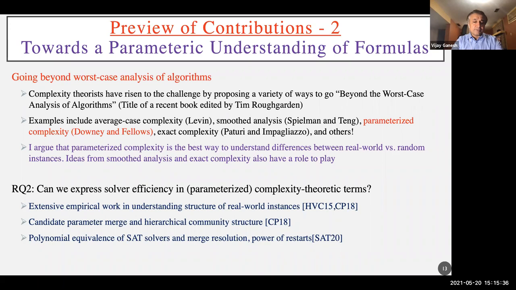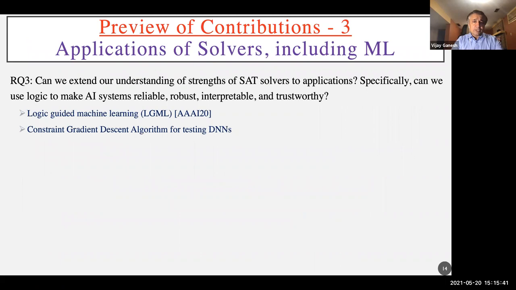And a final contribution that I might touch upon towards the end of my talk is as follows. In the core contribution, I talk about how I can leverage machine learning to help solvers, or how I can leverage machine learning to help logic. Can I go the other way? Can I use logic to help machine learning?